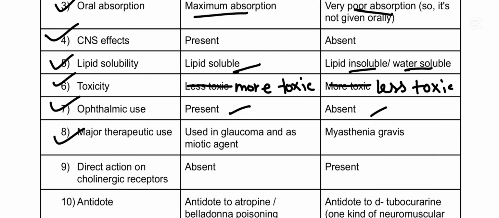The next one is major therapeutic use. Physostigmine is widely used in glaucoma and as a miotic agent. On the other hand, neostigmine is used in the treatment of myasthenia gravis. We know that glaucoma is an eye condition where pressure builds up and damages the optic nerve, potentially leading to blindness. So in this case, we use physostigmine to treat the condition. Again, it is widely used as a miotic agent as it helps to constrict the pupil of the eye. Again, we know that myasthenia gravis is a neuromuscular disorder causing muscle weakness and fatigue. So in this case, we can use neostigmine to treat this condition.